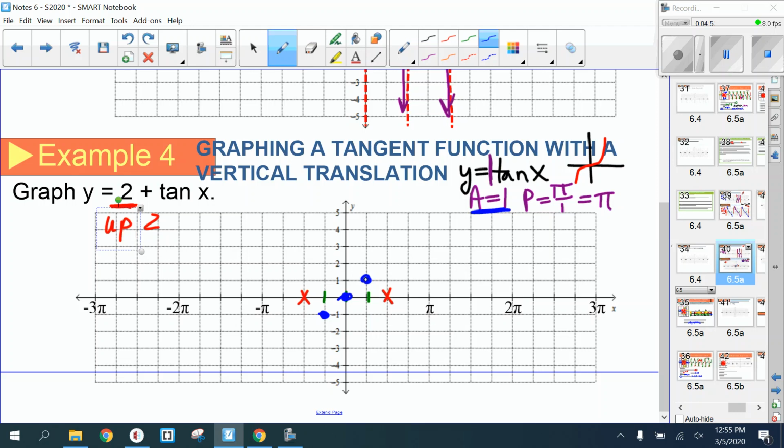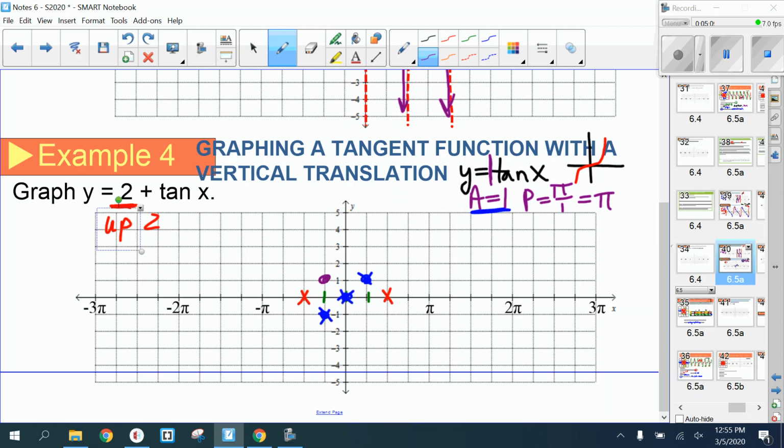Okay? Now, I'm not going to draw this curve because I know it's shifted. So I guess you could call those x's right there, right? But I need to shift everything up 2. So let's go ahead and do that. Let's shift everything up 2.